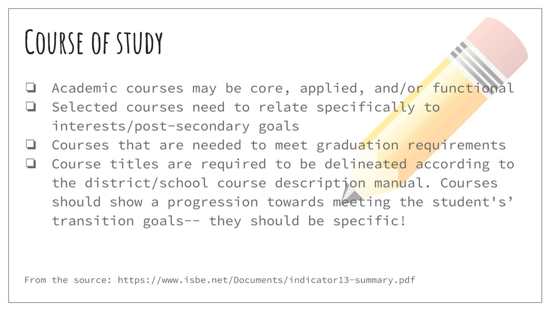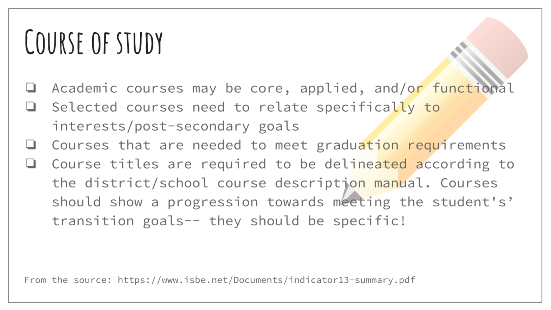A course of study would also then be related to those students' needs and wants. So they should include things like academic courses that will help them in what they want to do, selected courses that relate specifically to their interests. So if they want to be a welder, maybe they take welding if your school offers those types of courses. These courses should also be the ones that include graduation requirements. So if your student needs all 4 years of PE, it should be listed 4 times.